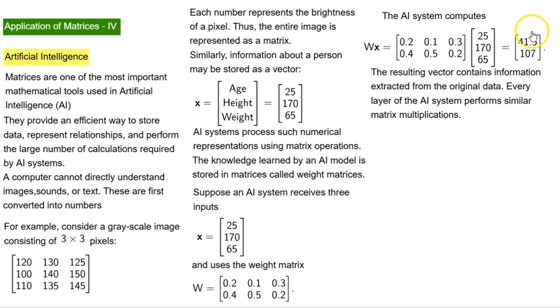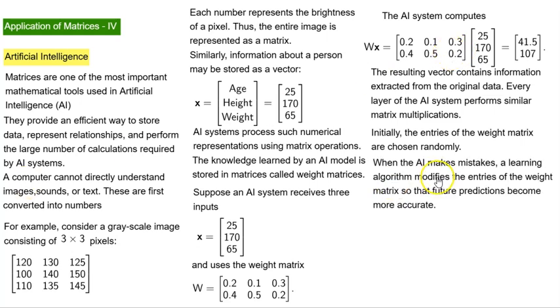The resulting vector, remember, each column represents a vector. So the resulting vector contains information extracted from the original data. Every layer of the AI system performs similar matrix multiplications. Now, initially, the entries of the weight matrix are chosen randomly. So this may be initially randomly chosen. When the AI makes mistakes, a learning algorithm modifies the entries of the weight matrix so that future predictions become more accurate.